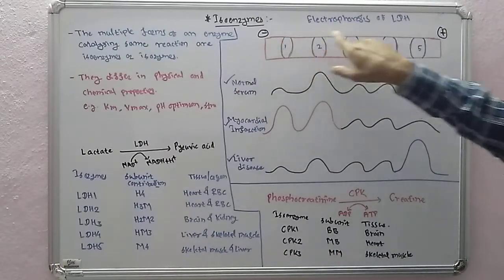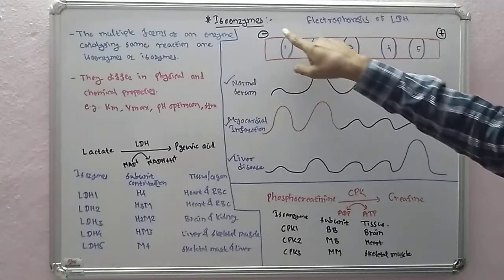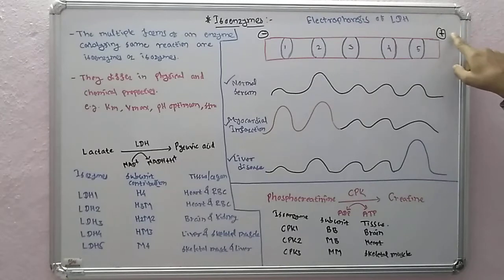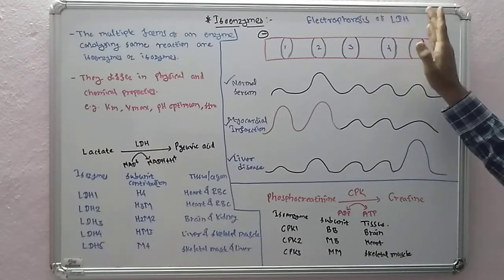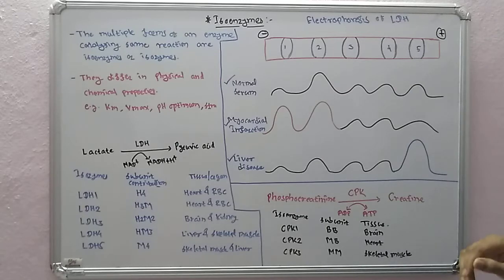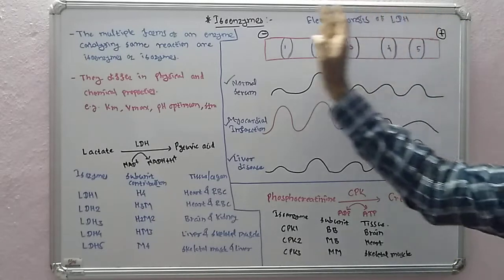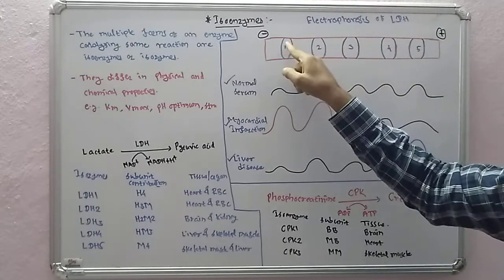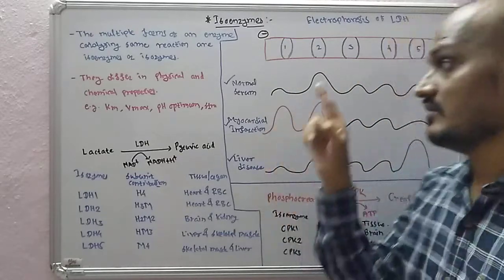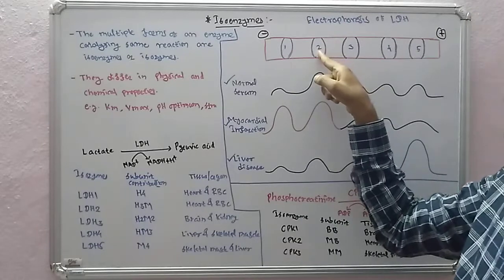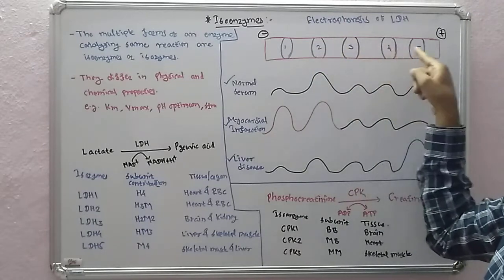This is electrophoretic mobility. We have the negative and positive poles. If you apply our protein here, for example normal serum, it will migrate like this. LDH1 will migrate fastest toward the positive side. It means LDH1 is more positive, then LDH2 is less positive, then LDH3, LDH4, LDH5.